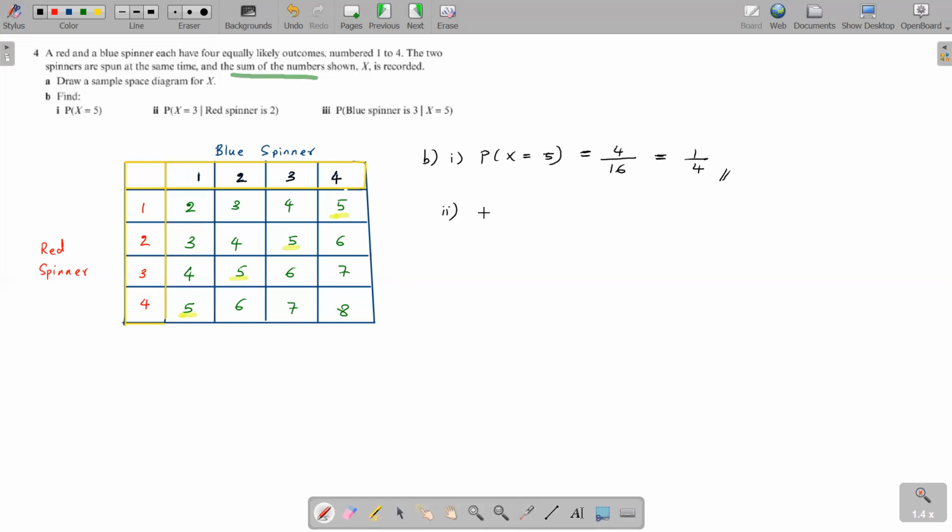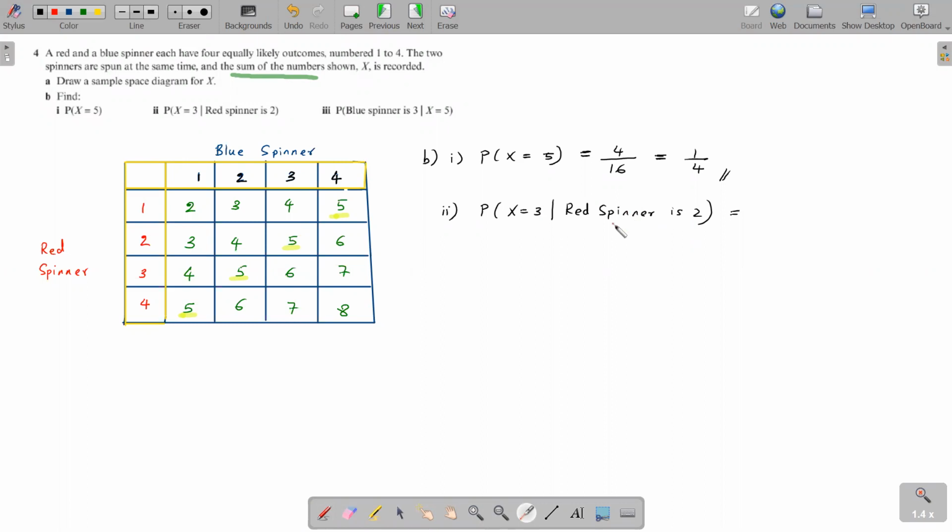Roman number 2, the probability that x is equal to 3 given the red spinner is 2. Okay guys, so look at this. Now this is important. Here you can see it's conditional probability. Why is it conditioned? Because they have drawn the vertical line and they are conditioning it. So remember, when they're giving you a condition, you always have to take your probability with respect to the given event.